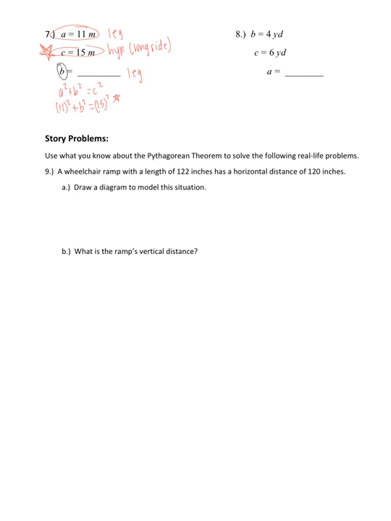So this is a good example of where we might see math outside of the classroom. This problem says we have a wheelchair ramp with a length of 122 inches that has a horizontal distance of 120 inches. So what we need to do is first draw a picture, and then we'll be able to solve the equation. So we need to draw a picture that represents the situation.